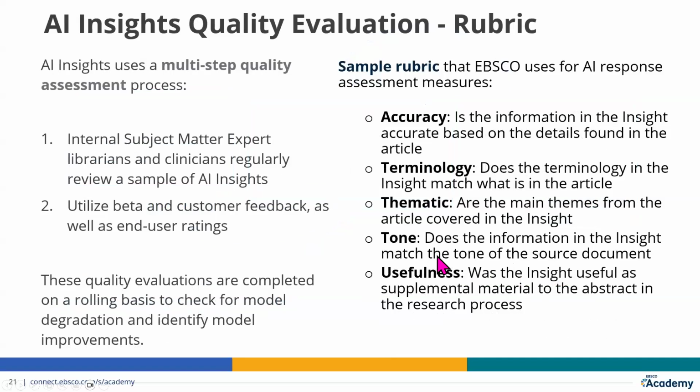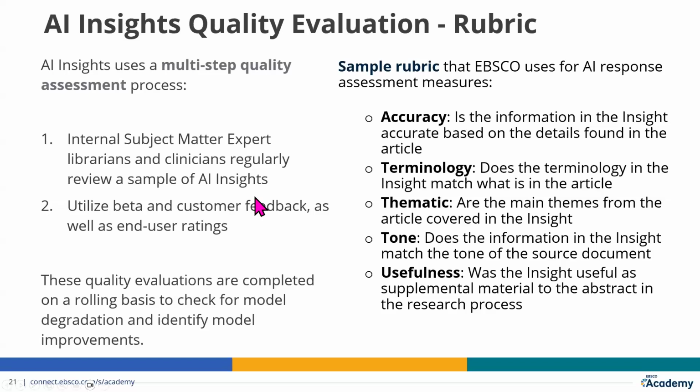All right, the other thing I mentioned is that we have this evaluation three-step process, and we also have a rubric. What happens with this is that we have our internal subject matter experts, which includes librarians and clinicians for those medical topics, to review samples of AI insights. And as we'll see shortly in the demo, we have an option for users to indicate whether they found the insight useful or not, and they will also check that feedback. These evaluations are completed on a rolling basis to help check for any degradation and to identify any improvements. And the rubric that we use is over here.